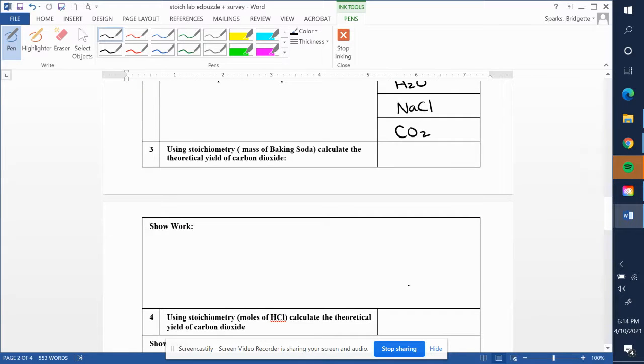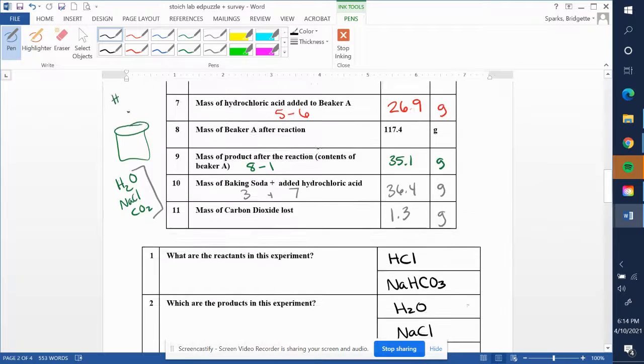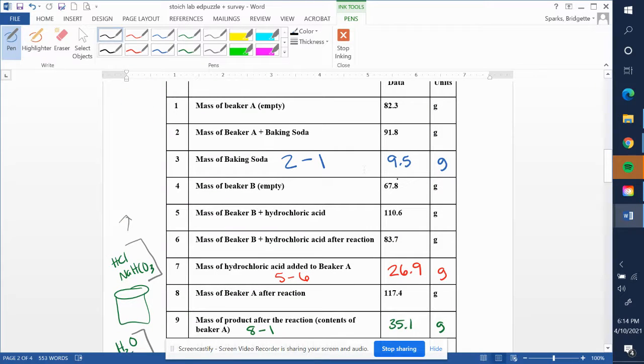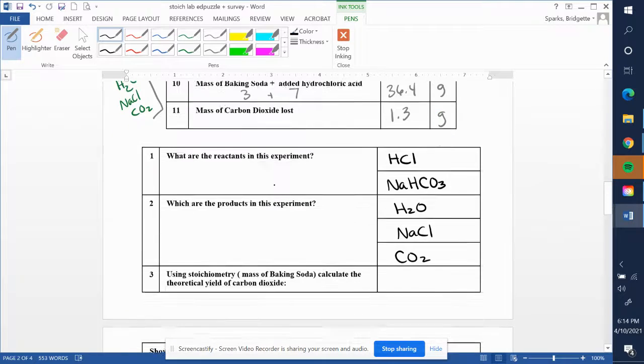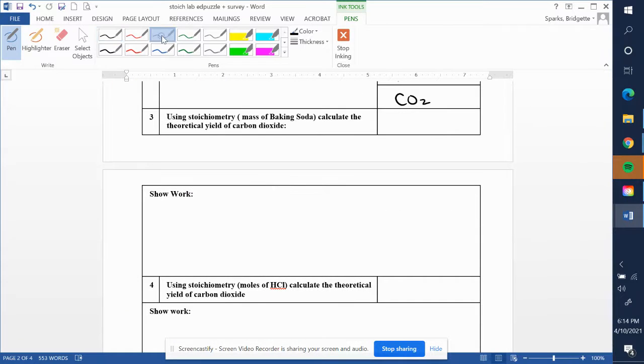All right, so then we're supposed to look at, if the baking soda is the limiting reactant, how much carbon dioxide should we have made? And so we're going to go back and grab that 9.5 grams of baking soda. And we're going to perform a stoichiometry problem in order to find the theoretical mass of carbon dioxide that should have formed. So we go from grams to moles first. We're basically going from grams to moles to moles to grams.